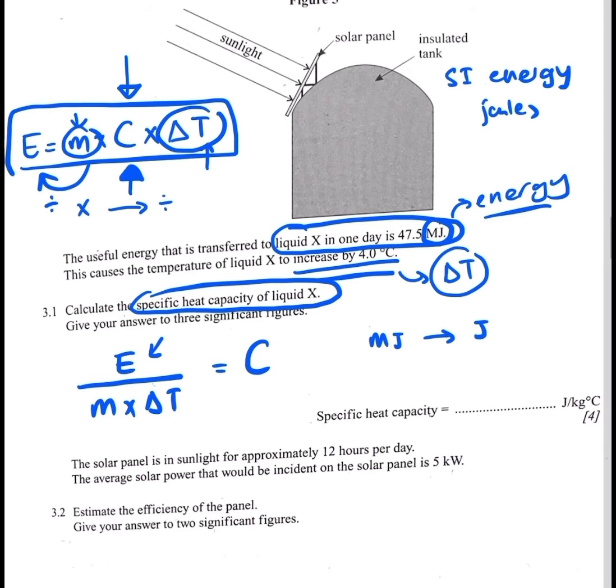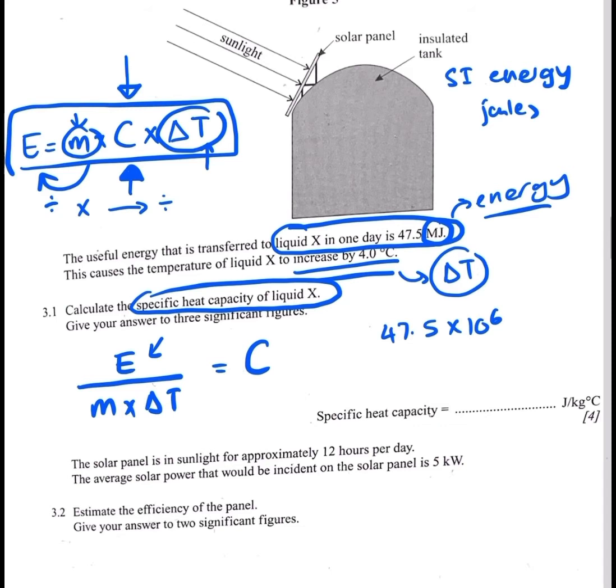But what you need to remember is that in 1 megajoule there are 1 million joules. So we multiply 47.5 by a million. Instead of writing it out, let's just write 47.5 times 10 to the power of 6 here. Obviously this is not in standard form, as you have covered in maths, but this should help you type it into the calculator real quick.